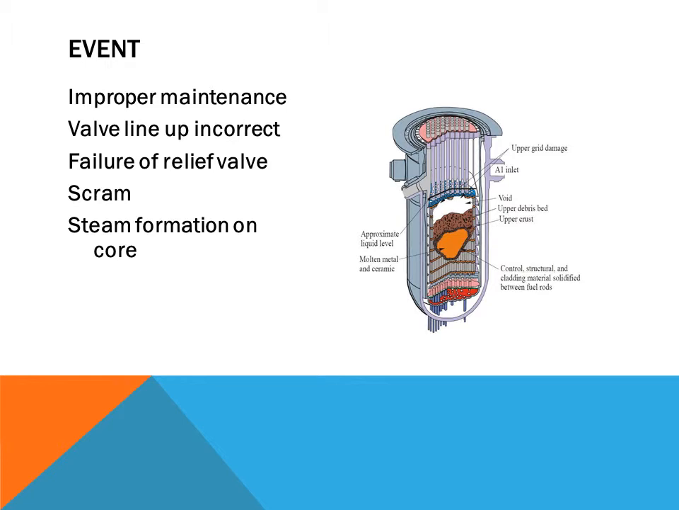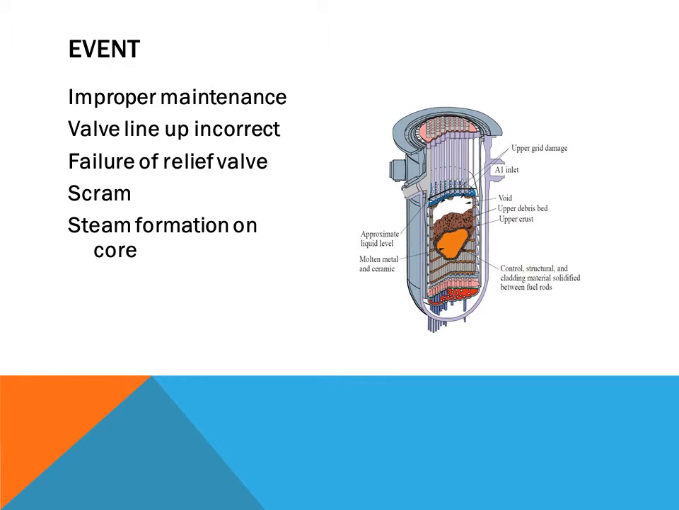Eventually, the steam formation reduced the heat transfer across the core. It was estimated that the temperature got to 1,077 degrees Celsius. Temperatures got to a point where the zircaloy cladding around the fuel melted, and this is what released the highly radioactive particles back into the plant.